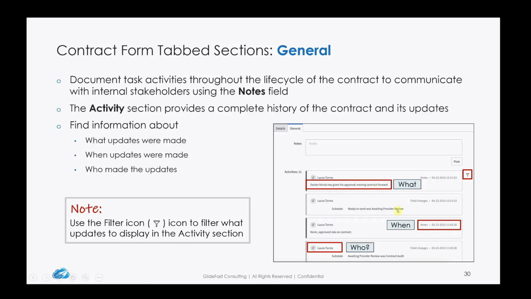You also know when the update was made. As we can see here, this one was made on the 23rd of May. And then who made the updates. In here, Laura Torres is who made the updates here. If you want to filter what updates to show in the activities section, you use that little filter icon up here. Same as the filter icon that we used for filtering lists.